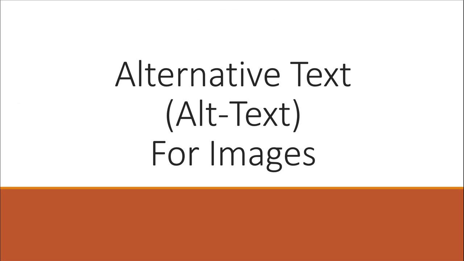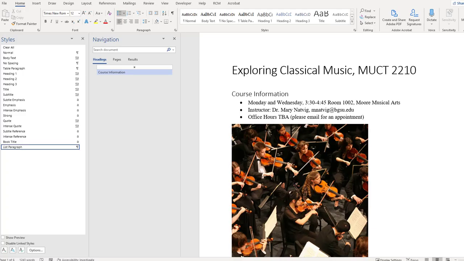Next, we will add alternative text to the images in the syllabus. Below the course information, you will see that the instructor has added an image to the syllabus. When using images in a course document, it is important to ask yourself if the image is necessary to display important content or if it is just used decoratively. This image shows a student symphony. I would argue that it is being used decoratively in the syllabus and can be deleted.